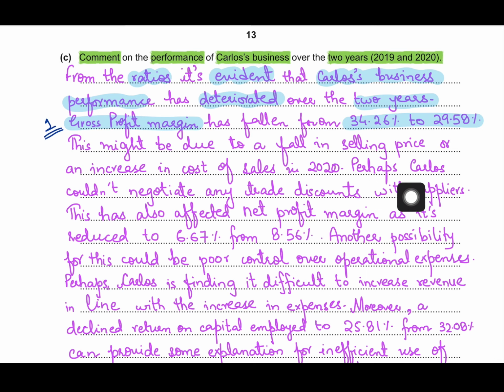Or another component of the gross profit is the cost of sales. So it is also possible that the cost of sales must have risen. So how can we say this? We can say that this might be due to a fall in selling price, right? I am just suggesting this, that I think this must have happened, or an increase in cost of sales in the current year. Perhaps Carlos couldn't negotiate any trade discounts with the suppliers. So if there were no trade discounts, the cost of my inventory would be more, which has led to an increase in cost of sales and a fall in gross profit.